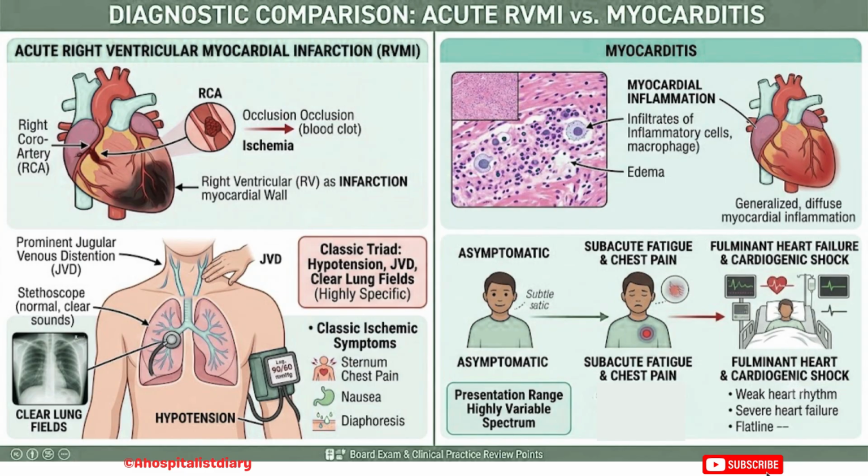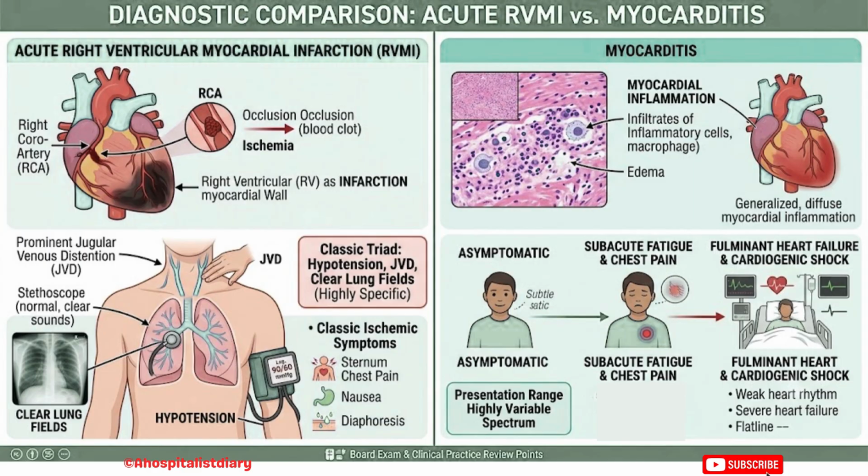Number 2. New onset dyspnea caused by primary right ventricular dysfunction. Acute right ventricular myocardial infarction, RVMI. Patients will report classic ischemic symptoms like chest pain, nausea, and diaphoresis. For your board exams and clinical practice, remember the classic triad: hypotension, jugular venous distension, JVD, and clear lung fields. This presentation is highly specific, though not always sensitive, for RVMI.